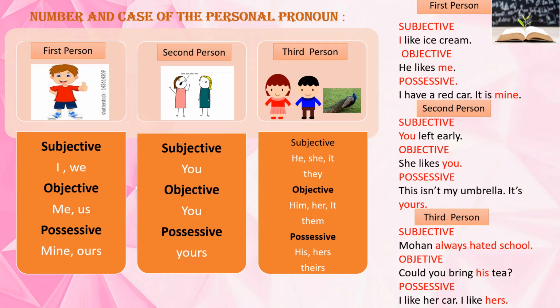Now let's see objective. Children, here is a spelling mistake. While I was typing, there was a mistake. So please see to it. Objective. Could you bring his tea? So in the place of Mohan, we have used his. Possessive. I like her car. I like hers. So I hope this part is clear to you, children: where the pronoun comes in the subjective part, where the pronoun comes in the objective part, and where the pronoun comes in the possessive.